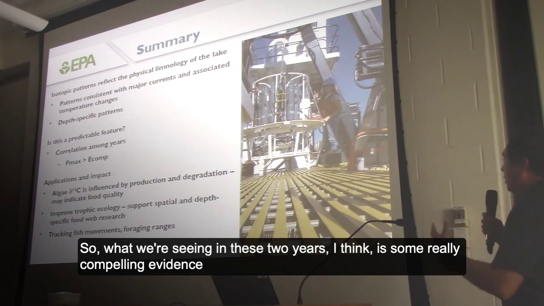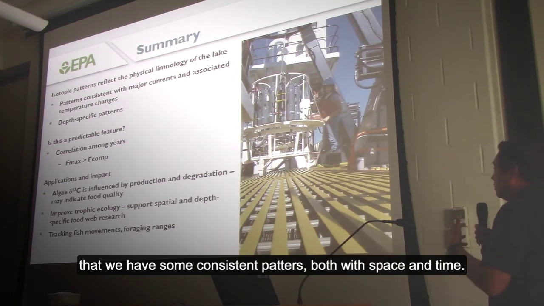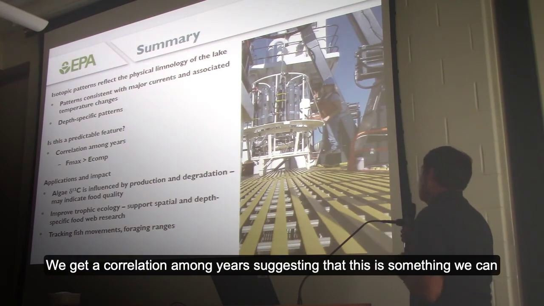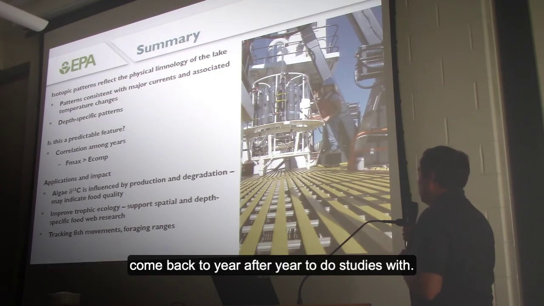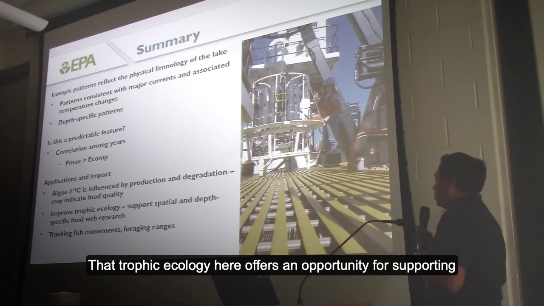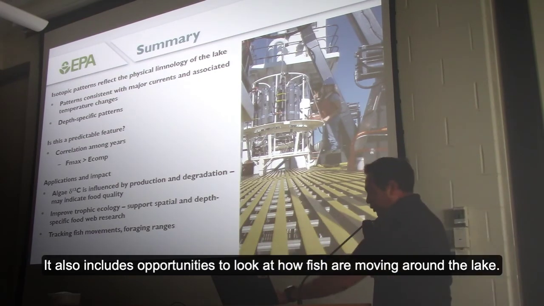So what we're seeing in these 2 years, I think, is some really compelling evidence that we have some consistent patterns, both in space and time, and that it extends into the depth. We get a correlation among years, suggesting that this is something we can come back to year after year to do studies with. That trophic ecology here offers an opportunity for supporting this sort of spatial and depth-specific food web research, which we've not been able to do in great detail to date. It also includes opportunities to look at how fish are moving around the lake.